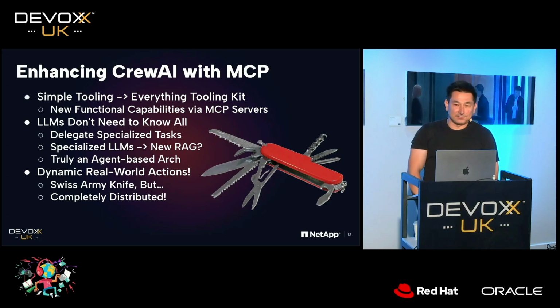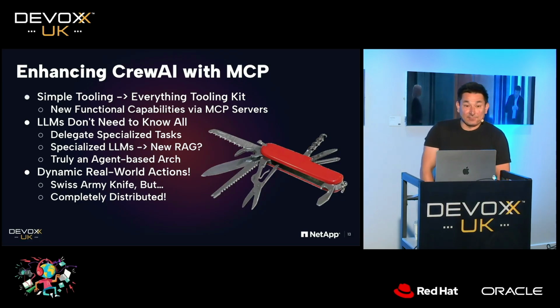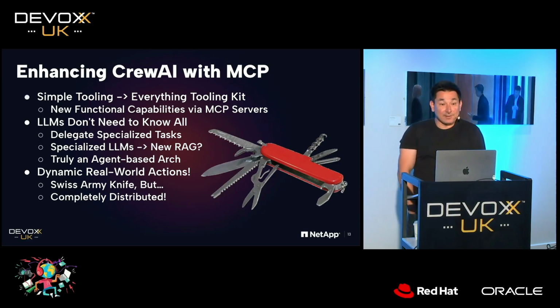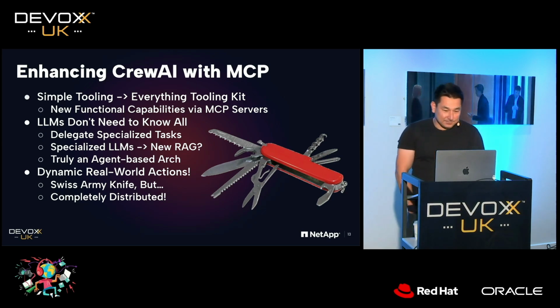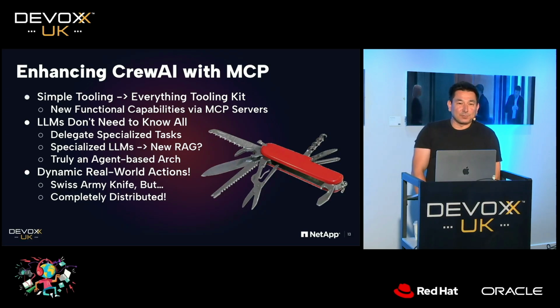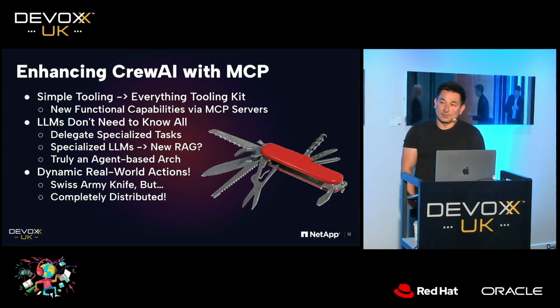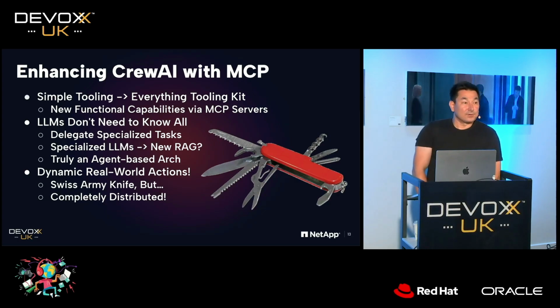CrewAI has the capability for hooking up simple tools to your LLM, but think of MCP as the everything toolkit, right? You can hook everything up to an AI agent or an LLM. And not only that, but you can provide new capabilities and new functionality to your LLM. And that kind of brings an interesting question around now, right? If you have new data sources that you can expose to your LLM, it doesn't really need to know everything, right? It can go and query these external data sources to get that information.